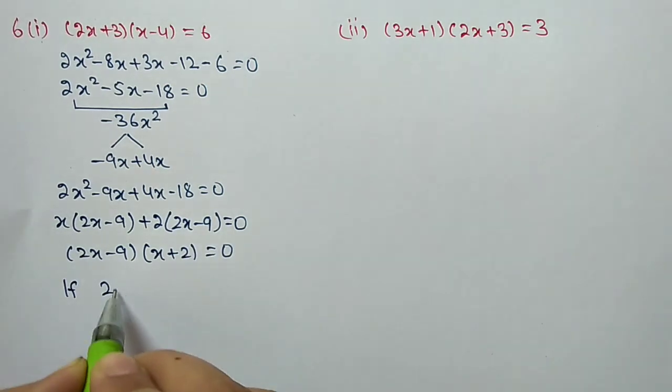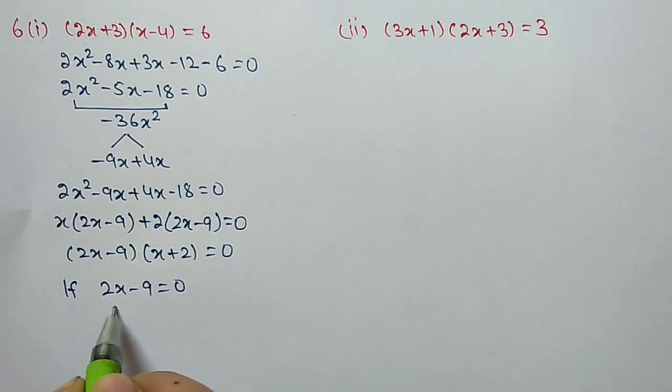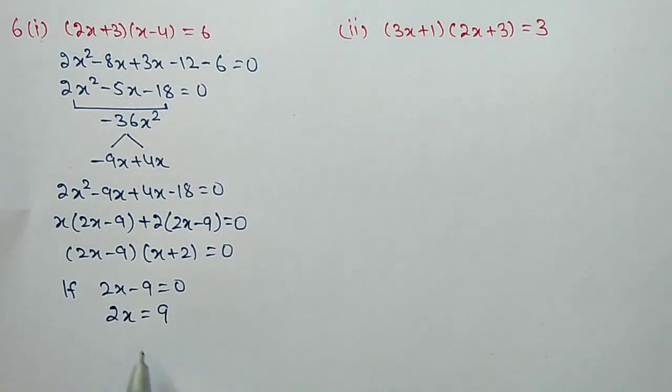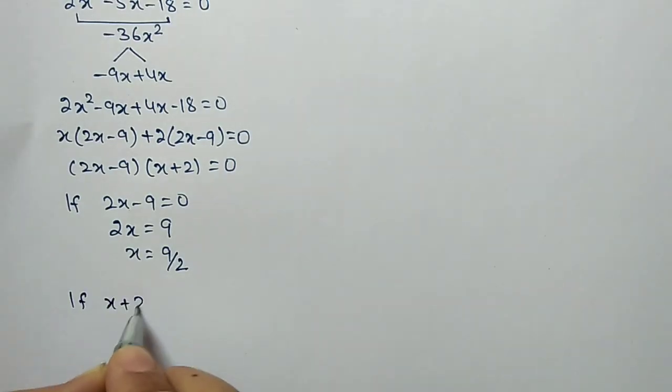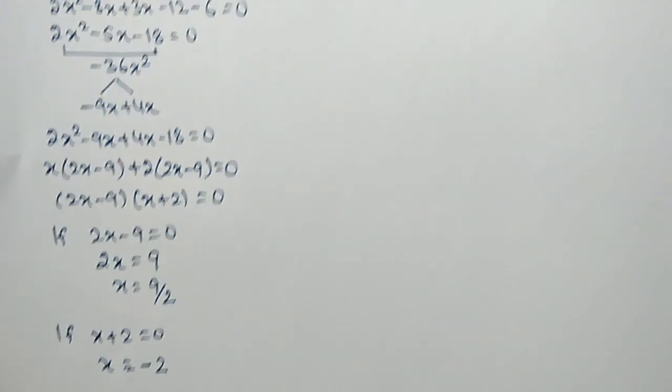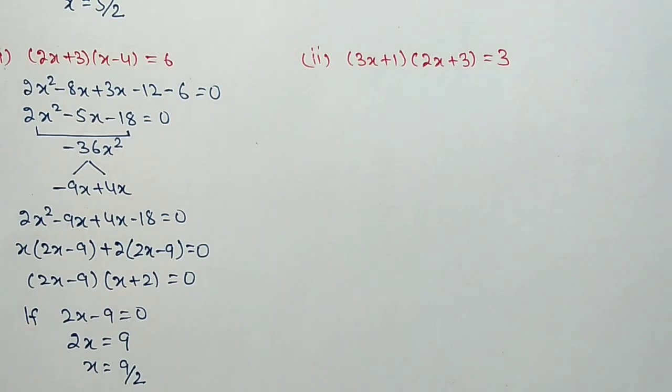So if 2x minus 9 is equal to 0, then 2x value will be 9 and x value will be 9 by 2. And if x plus 2 is equal to 0, in that case x value will be minus 2. Same way we will do the second part.